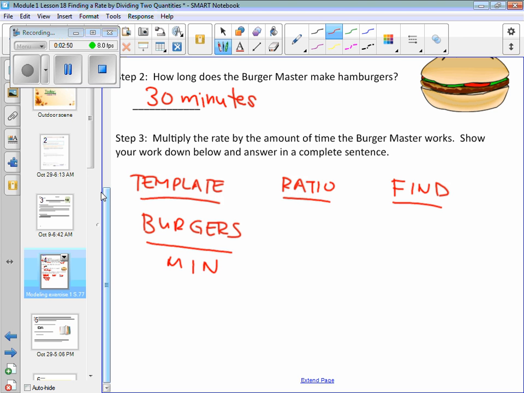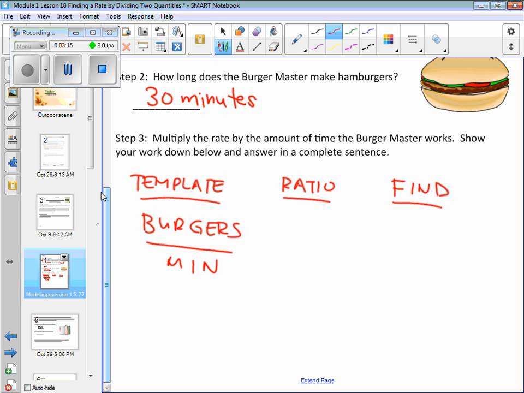Once you've established this template, anything in the word problem dealing with burgers is going to be on top, and anything dealing with minutes goes on the bottom. Just so you know, if you flip this upside down, it will also work as long as your numbers also flip upside down. So it really doesn't matter whether it's burgers over minutes or minutes over burgers. It'll still work as long as you stay consistent.